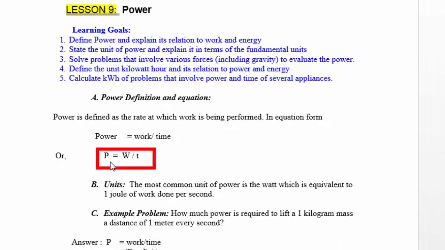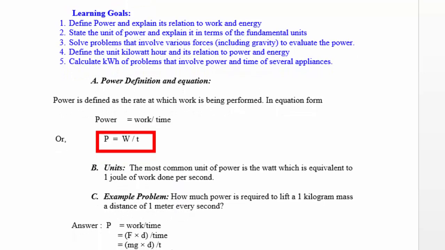Now what would be the unit of power? Since power is work over time, it will have unit of work over unit of time, which is joule over second. And that's what we call watts. So watt is defined as the power output of 1 joule of work per second. Hence, for example, 100 watts means 100 joules per second. So if you have a machine or a light bulb that has power rating of 100 watts, this means it has the ability to perform 100 joules of work per second.